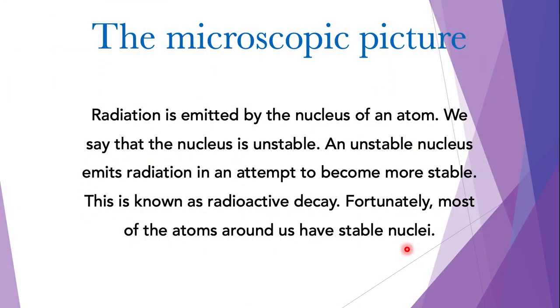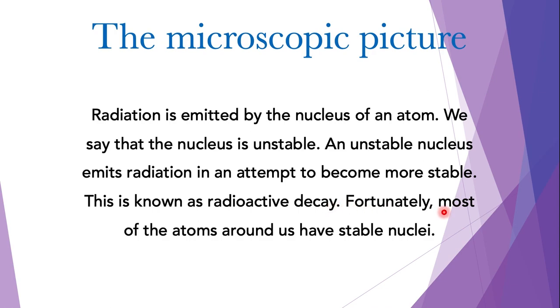What these radiations are made up of. Radiation is emitted by the nucleus of an atom. That is right, the nucleus of an atom. We say that the nucleus is unstable. Only an unstable nucleus emits radiation, just in an attempt to become more stable. Stable nuclei do not need to emit radiation because they're already stable. Unstable nuclei emit radiation in an attempt to become more stable. And this is known as radioactive decay.